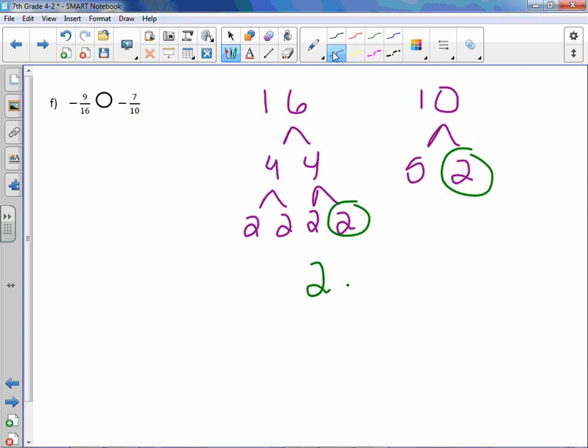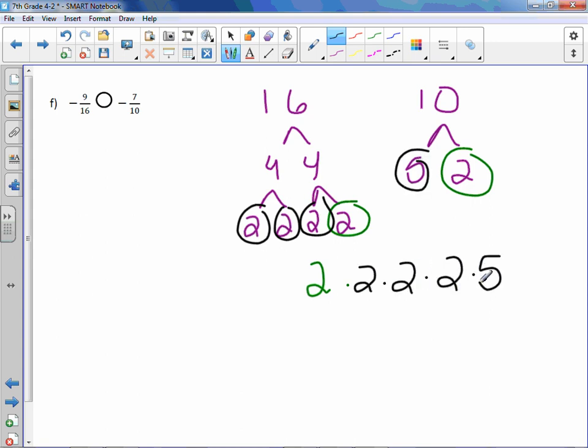And then we multiply by everything left. 2, 2, 2, and 5. 2 times 2 is 4, times 2 is 8, times 2 is 16, times 5 is 80. So our least common denominator here is 80. Well, 16 times 5 is 80, so we're going to multiply numerator and denominator of this fraction by 5. So we get negative 45 over 80.